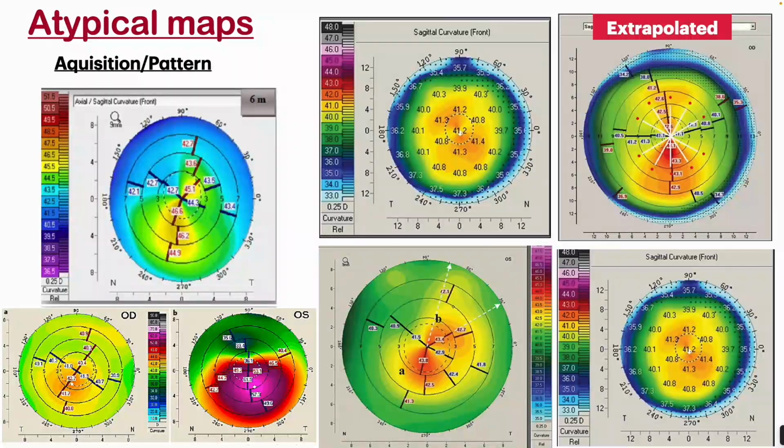The different forms, as you see here, like the inferior steepening with thinning, like in the pellucid marginal degeneration, and measure the angle between the superior limb and the inferior limb if there is a significant angle, and I think the values are well known.